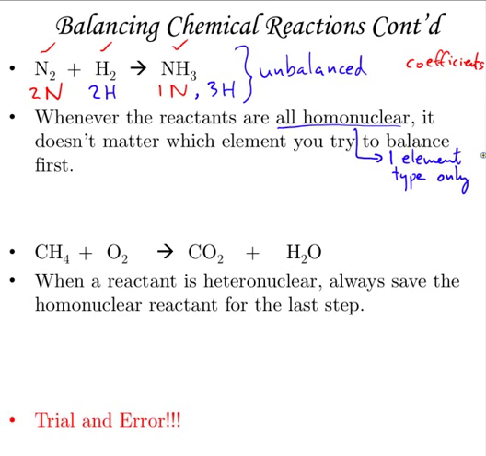So examples of homonuclear would be N2, H2, O2, Cl2, etc. So those are, again, what we call homonuclear. So a lot of the time is trial and error, so let's go ahead and start. So N2 plus H2 goes on to form NH3.